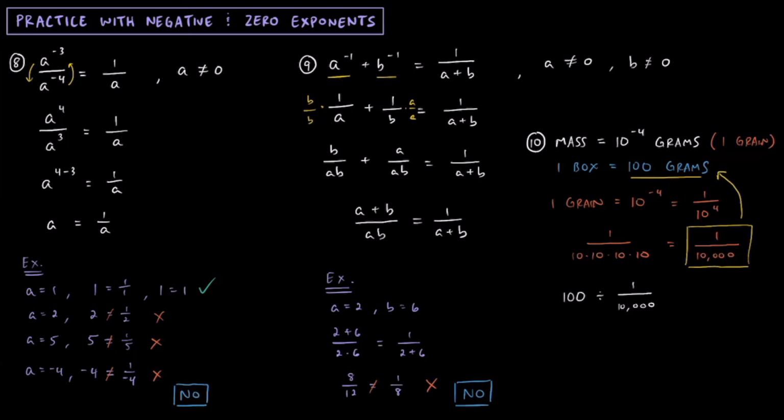So we can rewrite this as, if we do a little keep change flip, we have 100 times 10,000 over 1. So this is really just the same thing as 100 times 10,000. So if you do 100 times 10,000, if you multiply by 10, that's 100,000, and you multiply by 10 again, that's going to be 1,000,000. So that's going to be 1,000,000 grains. That's how many would go into that 100 grams of salt.